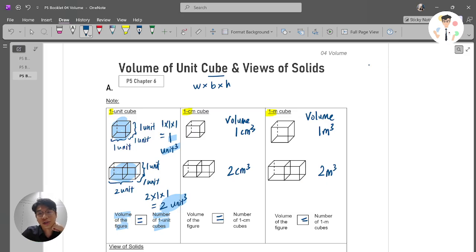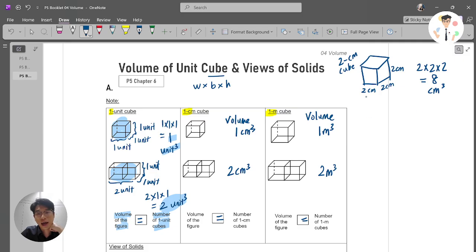Now, if I were to give you an example, how about something like this? This is actually a cube. Now, I say that this is actually a 2 cm cube. Now, is it still the same, the number of the cubes and the volume of the figure? Let's try to find out. 2 cm cube means that here is 2 cm, 2 cm, here's 2 cm. And 2 times 2 times 2 gives you what? 8. And that will be 8 cm cube.